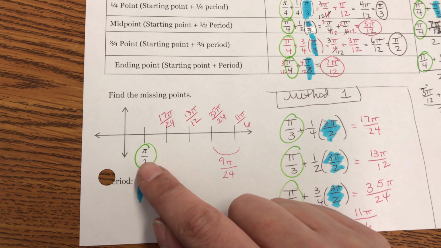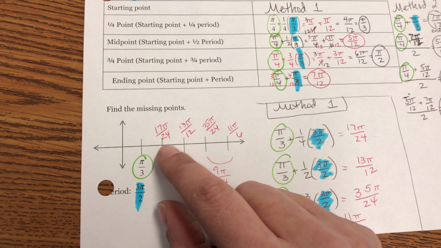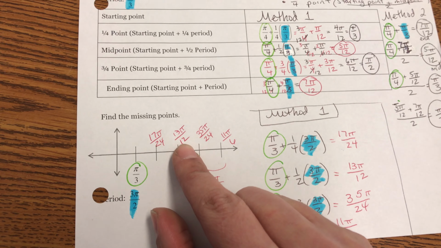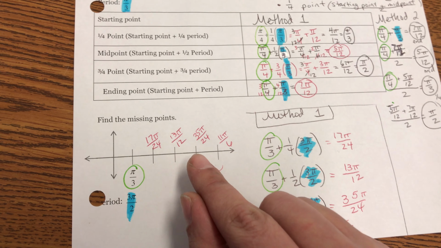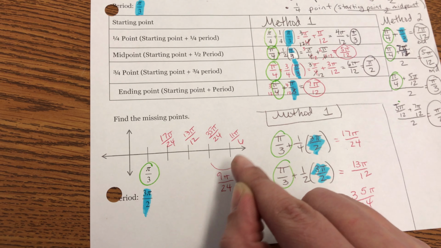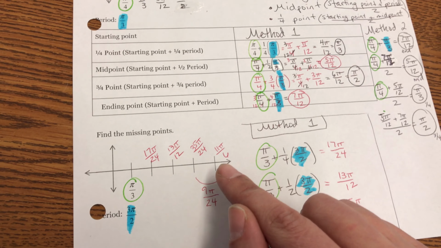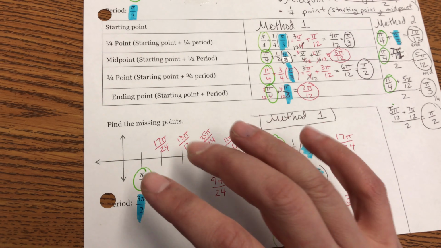So this is 8 pi over 24, plus 9 pi over 24 is 17 pi over 24, plus another 9 pi over 24 is 26 pi over 24, plus another 9 pi over 24 is 35 pi over 24, and obviously I'm reducing at some of these. And then add another 9 pi over 24 is 44 pi over 24.